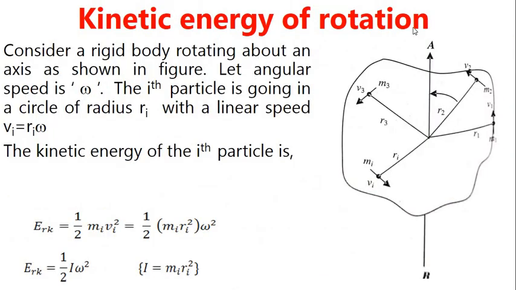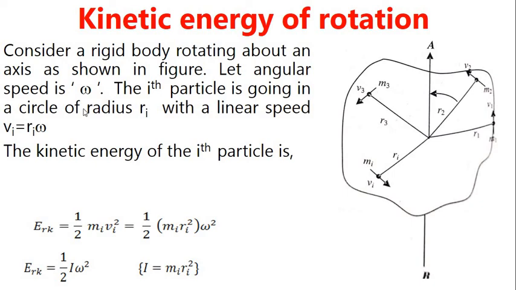Again, kinetic energy of rotation. Kinetic energy of a particle is given by K is equal to half m v square, but this is linear kinetic energy. In case of rotation, kinetic energy of rotation is given by half I omega square. This is a rigid body made up of so many particles m1, m2, m3, so on to mn, which are at distances r1, r2, r3, so on to rn from the axis of rotation AB. Consider a rigid body rotating about an axis AB, as shown in the figure. Let the angular velocity be omega.